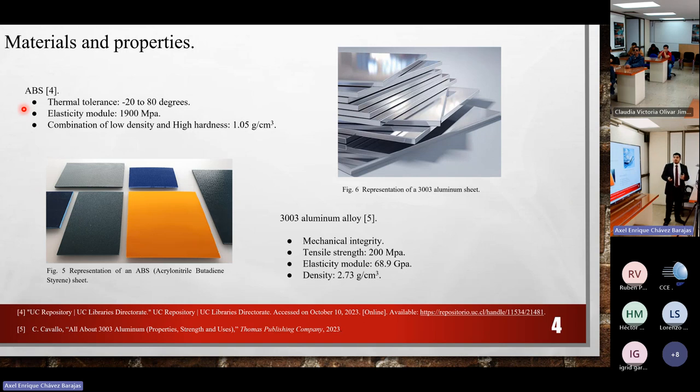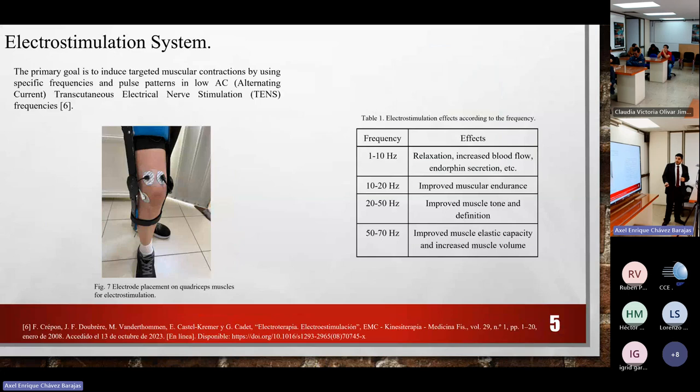It has an elasticity model of 1,900 megapascals. And this material has a particular combination of low density and high hardness, of 1.05 grams per cubic centimeter. In the case of aluminum alloy, we chose this material because it has mechanical integrity. Its tensile strength is 200 megapascals, the elasticity model is 68.9 gigapascals, and it has a density of 2.73 grams per cubic centimeter.